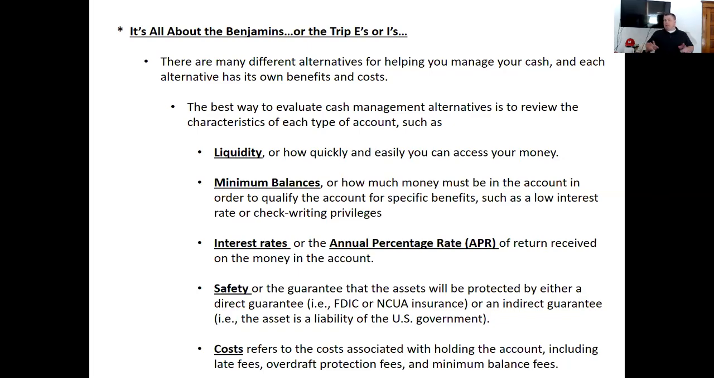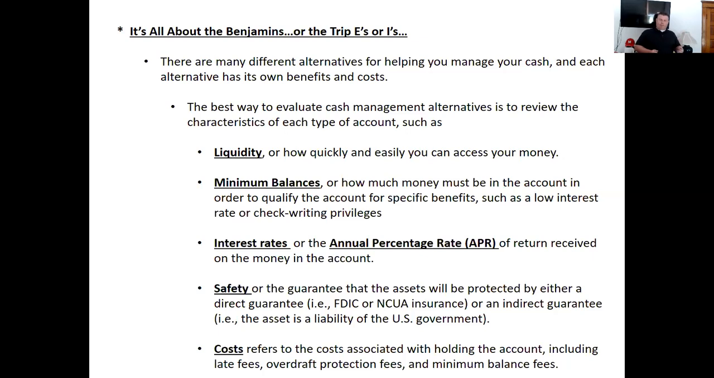The minimum balance requirements. Some checking accounts or savings accounts, to get a specific interest rate, will make you have a certain minimum balance, or how much money must be in the account in order to qualify the account for the specific benefits, such as a higher interest rate or check writing privileges. What is the interest rate on the account, or the APR, annual percentage rate, or return received on the money in the account? The higher the interest rate, the more appealing it may be to you. But normally the higher the interest rate, the higher the risk and the less liquidity you have.